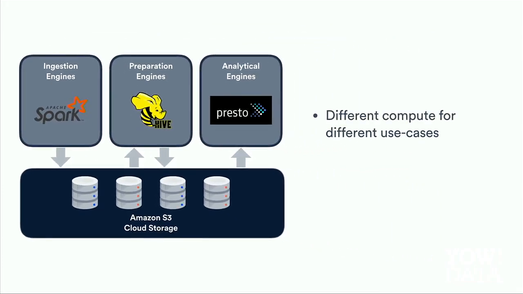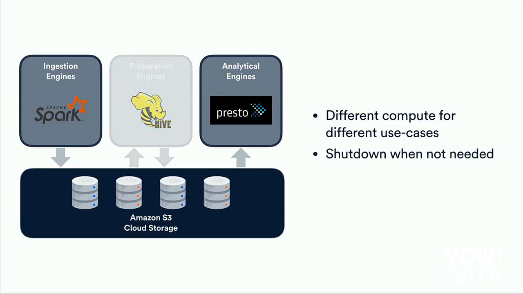From a compute perspective, there's a lot of other benefits. You can use different compute for different use cases. So for example, we have one technology for ingesting data, one technology for preparing data, and one technology for our analytical engines. You can easily shut down compute when you're not using it, so you're not really paying for things when you don't need to use them.